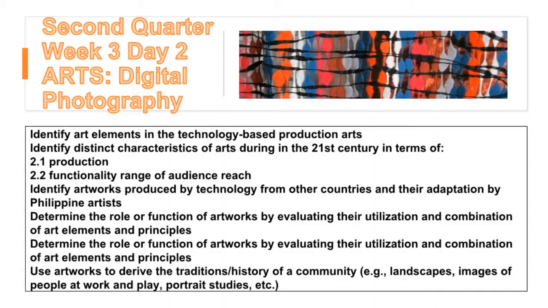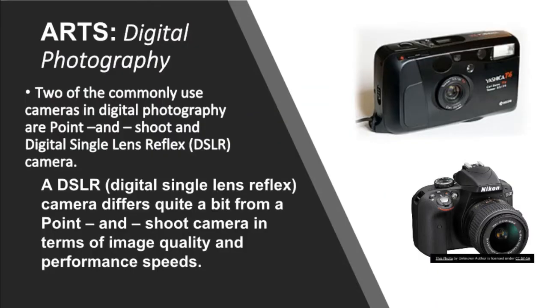Use artworks to derive the tradition's history of a community, like landscapes, images of people at work and play, portrait studies. Another means of generating an original image is to capture it first as a digital file. In the case of today's electronic technology, that would mean recording the image using a digital camera or a device with a built-in camera, like a cell phone, Android device, or tablet.